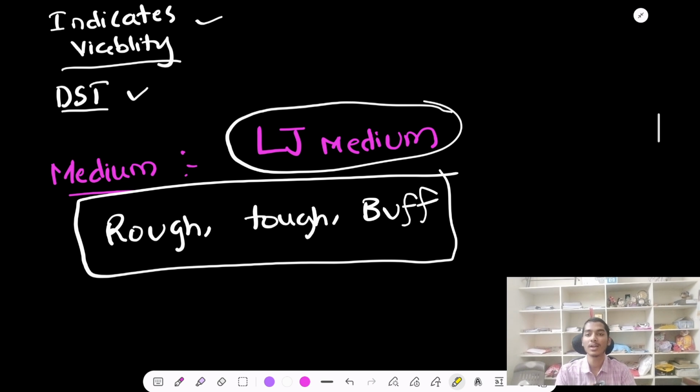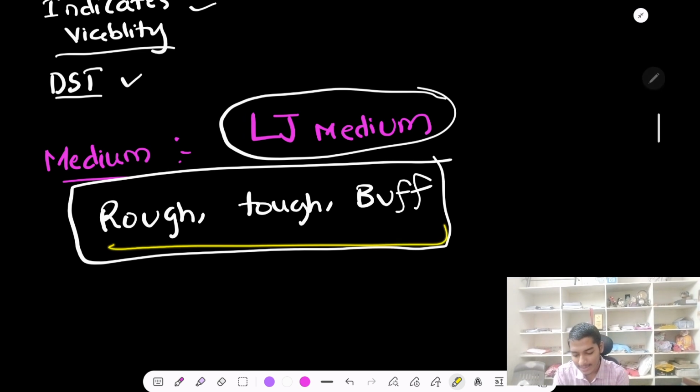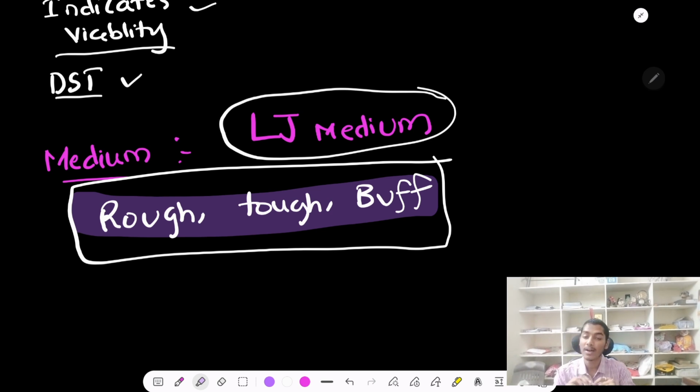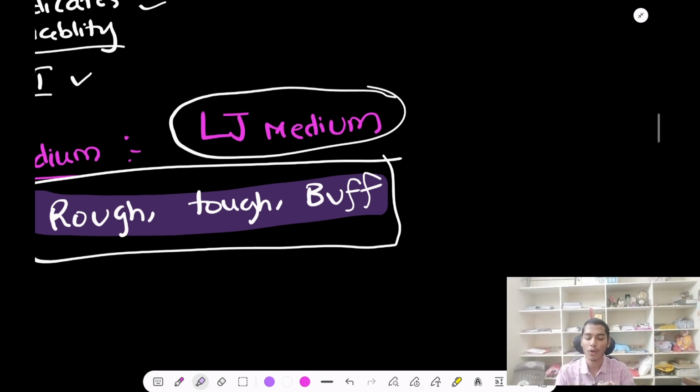So the medium used here is Lowenstein-Jensen medium. It's a very selective medium for Mycobacterium tuberculosis. And also the colonies, this is a definite question that the examiners will ask. What are the colonies that you will see in the Lowenstein-Jensen medium? We will see the rough, tough and buff colonies.